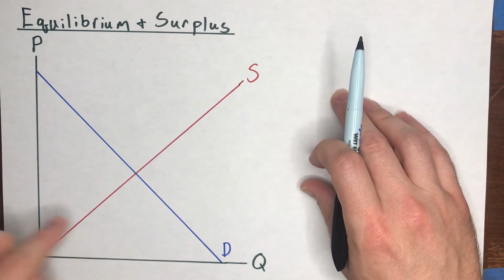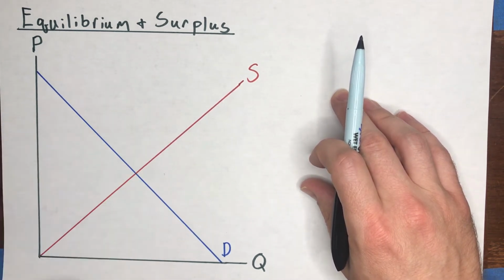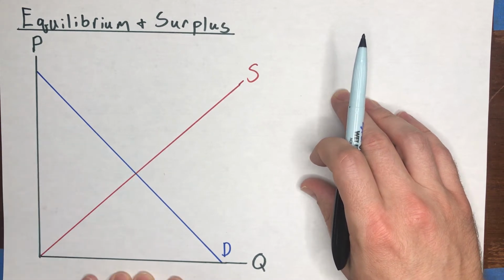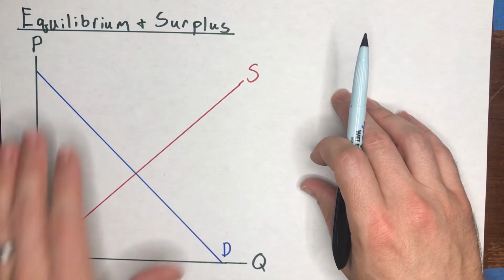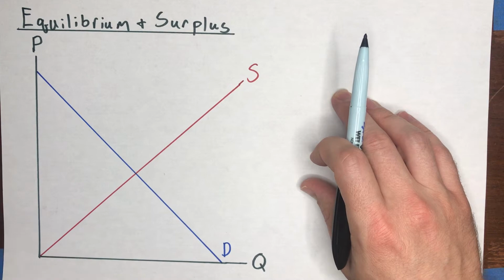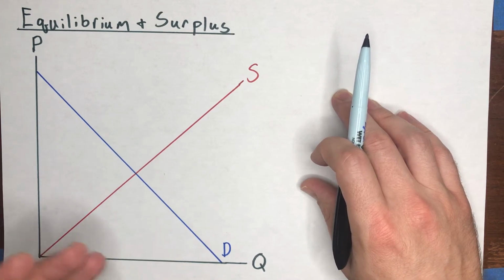In Chapter 3, when we were just looking at these curves individually, we would pick some price along the demand curve or along the supply curve, and we would calculate what the consumer surplus or the producer surplus was. When you've got a market in equilibrium, equilibrium determines what the surplus is for each side of the market.